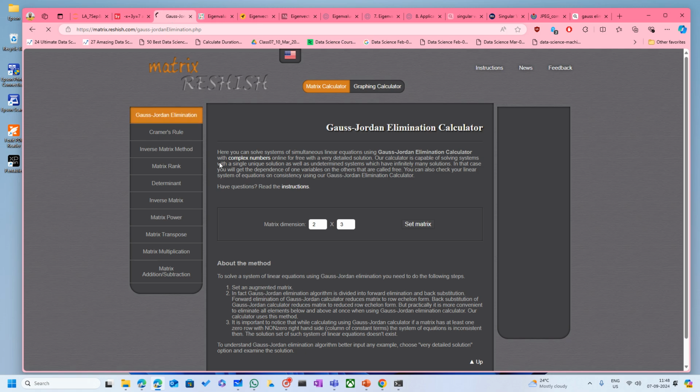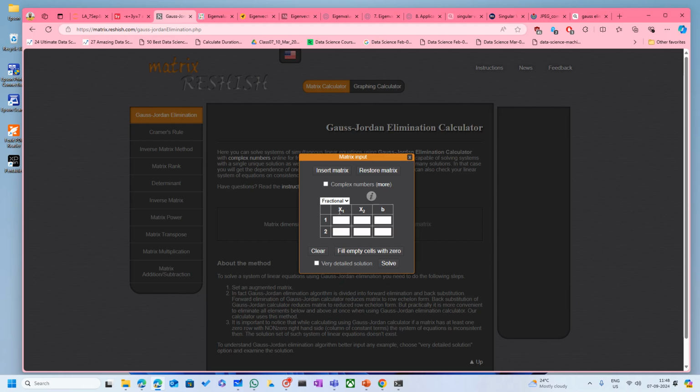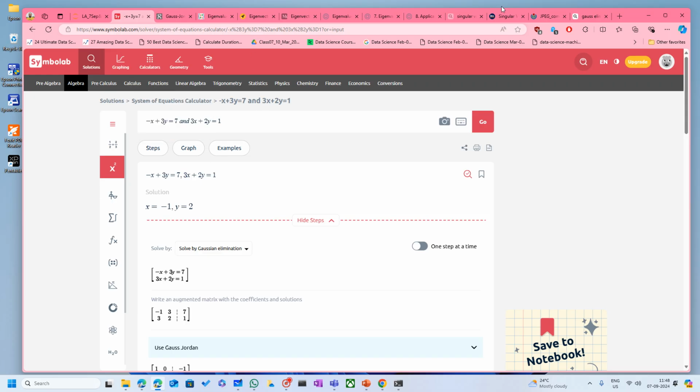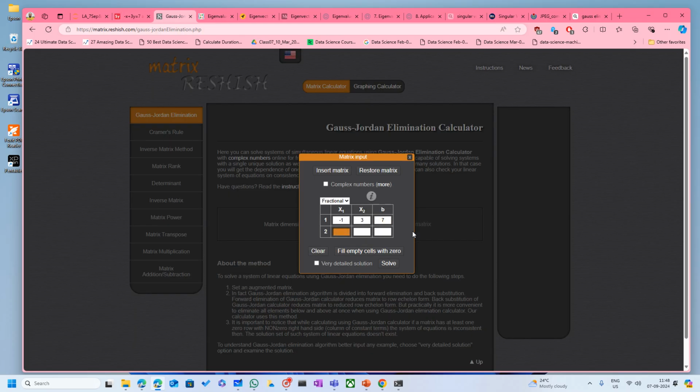Okay, Gaussian elimination. Let's set the matrix dimensions. We are going to use only a 2 by 2 matrix, but we also have to supply the b values. So the values are -1, 3 and equals 7, and the second row is 3, 2, 1. When you try to solve it, you can see each and every step performed.